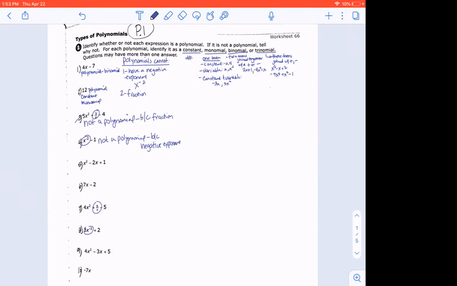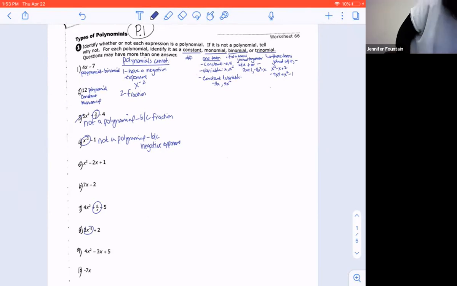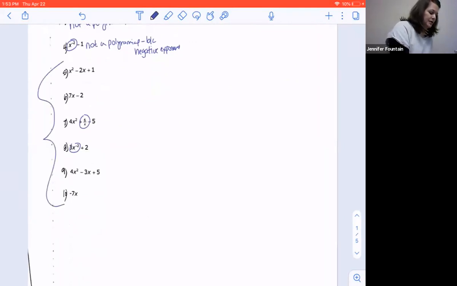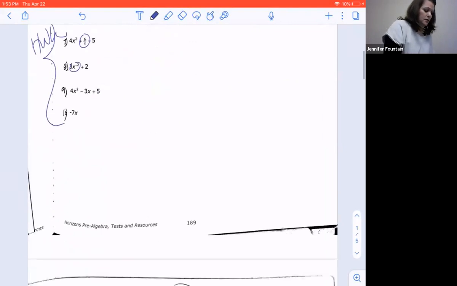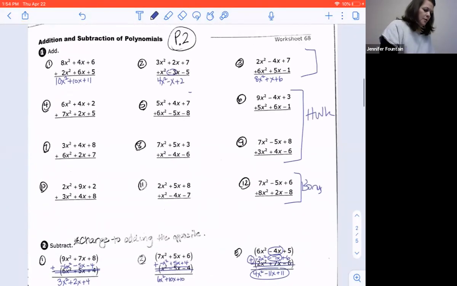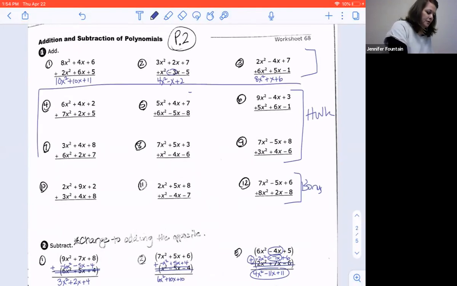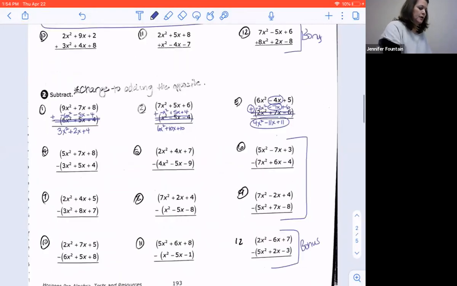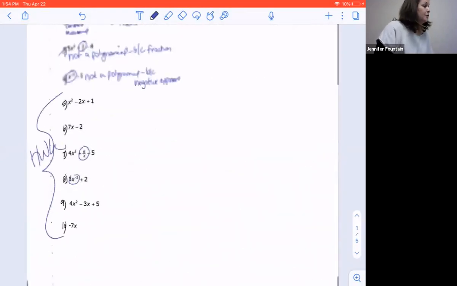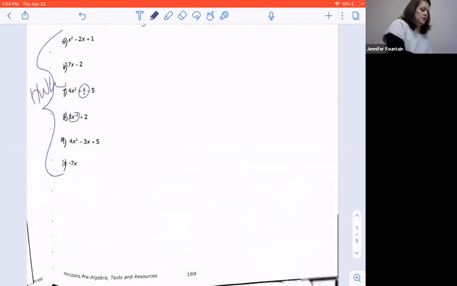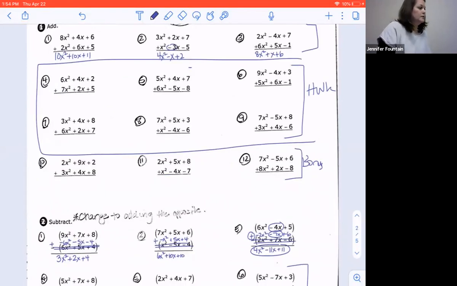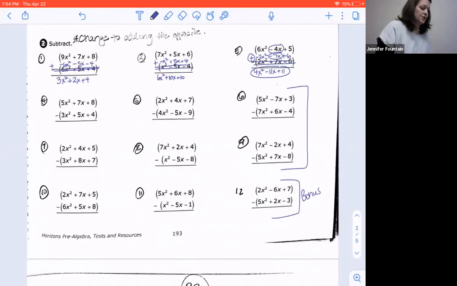So what's the homework for that last page? For the first page, we're doing 5 through 10 as homework, if you didn't finish it already. Second page, section 1 addition, we've got 4 through 9. Section 2 subtraction is also 4 through 9, but on that one, 10 through 12 will be bonus.